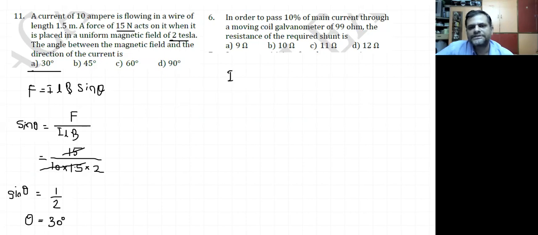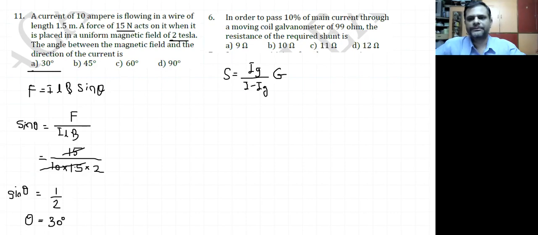We know that Ig is actually equal to, और shunt resistance का formula क्या है हमको पता है already. So shunt resistance S is actually going to be Ig upon I minus Ig into G. करेक्ट है, ये है shunt resistance का formula. तो यहाँ पे 10% of main current passing through the moving coil galvanometer. That means the Ig has to be equal to 10% of the total current I flowing through this galvanometer here. मतलब जितना total current है उसका 10% current जो है वो galvanometer में से flow होता है. इसका मतलब galvanometer में से flow होने वाला current पूरे total current के 10% के बराबर है कि नहीं.